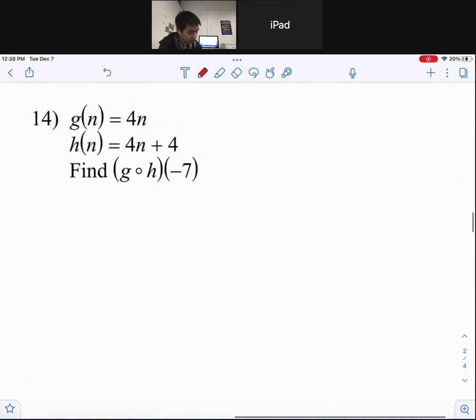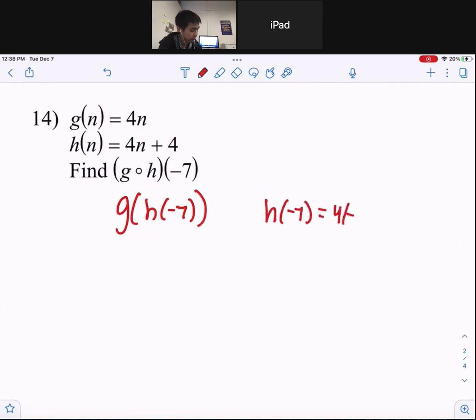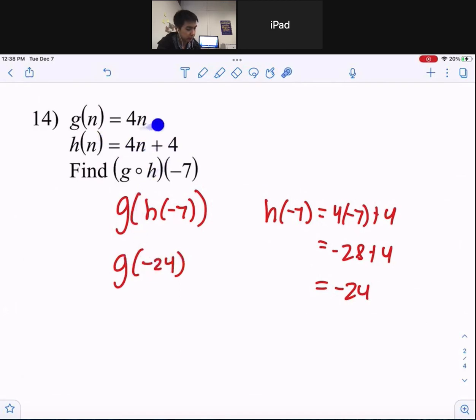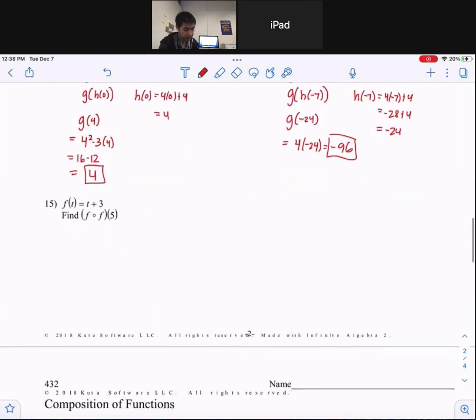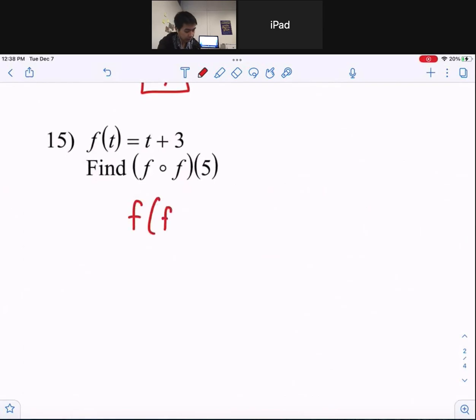Number 14, g of h of negative 7. So plug in negative 7 into your h function first. So h of negative 7 equals 4 times negative 7 plus 4, which is negative 28 plus 4, which is negative 24. So we really have g of negative 24. Plug in negative 24 into your g function. 4 times negative 24, which is negative 96. Negative 96.